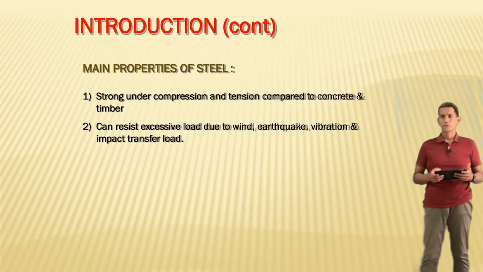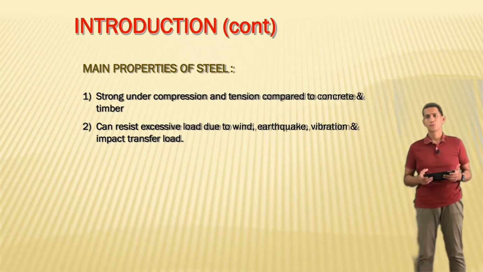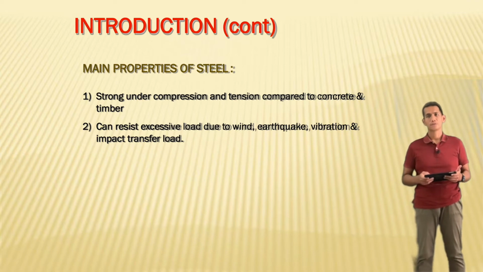What are the main properties of steel? Number 1, strong under compression and tension compared to concrete and timber. It can resist excessive load due to wind, earthquake, vibration and impact transfer load.